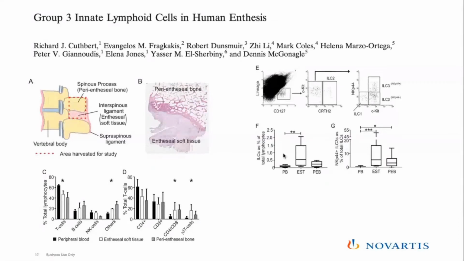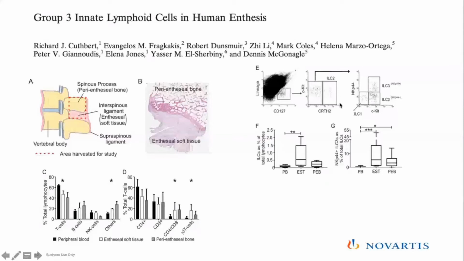And they have also done other stimulation experiments to see what other cytokines are produced by this enthesis. So what you can see is that apart from the usual routine B cells and T cells, which are also present in the periphery, this black one is the peripheral blood, and the other two are the cells in the enthesial soft tissue and perienthesial bone. So another group of cells was present in the enthesial soft tissue and perienthesial bone which was not present in the peripheral blood in equal amounts.